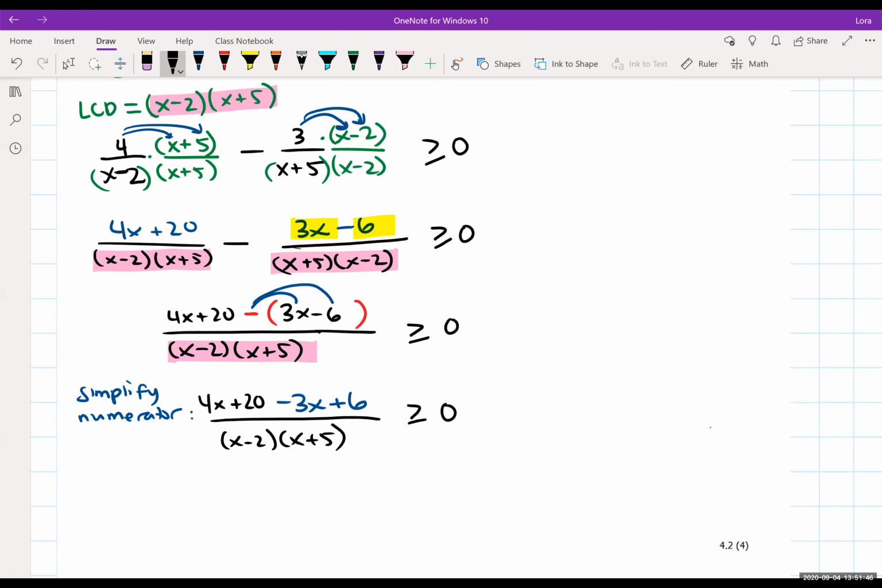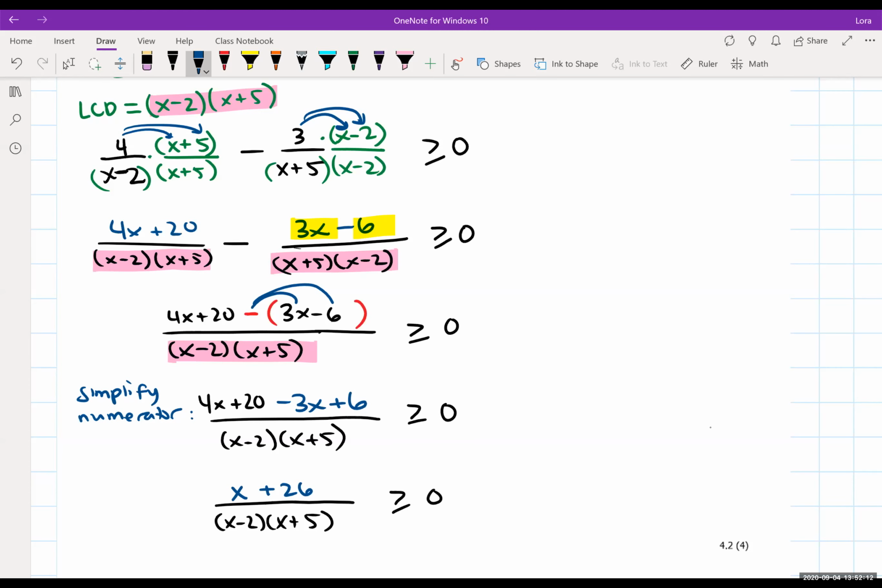The next thing we're going to do after we remove the parentheses by distribution, we are going to see if we can combine any like terms. So again, my denominator is still the same. I still have a greater than or equal to 0. But I have a 4x minus 3x, so that will give me an x. And then I have a 20 plus 6, so that should give me x plus 26.